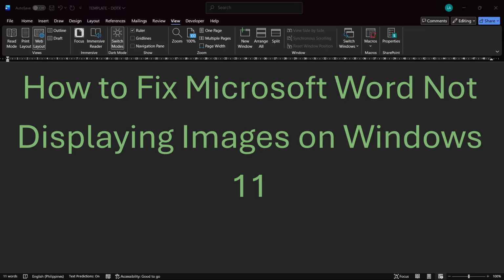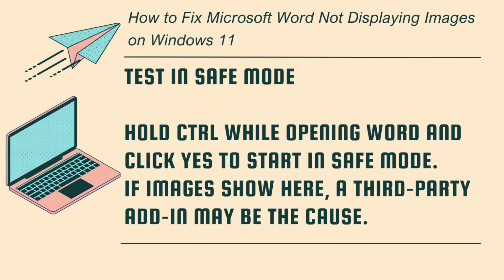Finally, test Word in safe mode. Close Word completely. Then, hold the Control key while opening Word, and when prompted, choose Yes to start in safe mode. This launches Word without third-party add-ins and customizations. If your images show up in safe mode, that strongly suggests an add-in is interfering with display. You can use this information to narrow down the cause later.